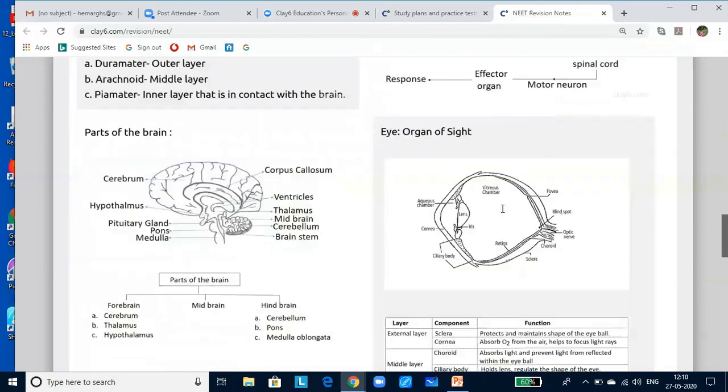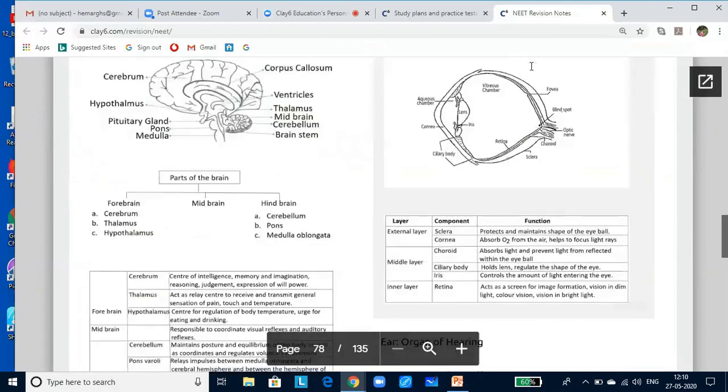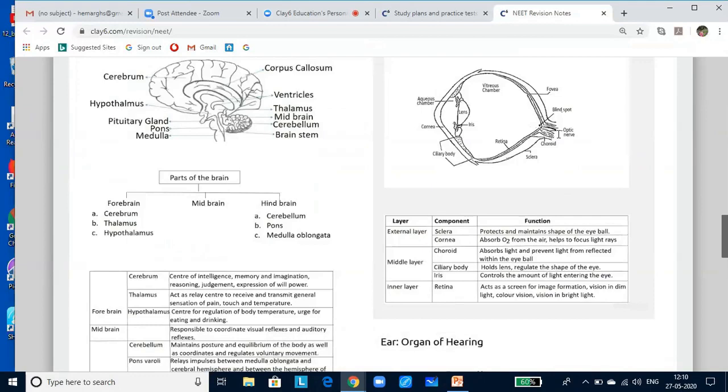Now let us look at the sense organs. You have two sense organs. One is the eye and the other is the ear. So the diagram is also very important. You should learn to identify the parts and its functions too. Now, the adult human eyeball is a spherical structure.